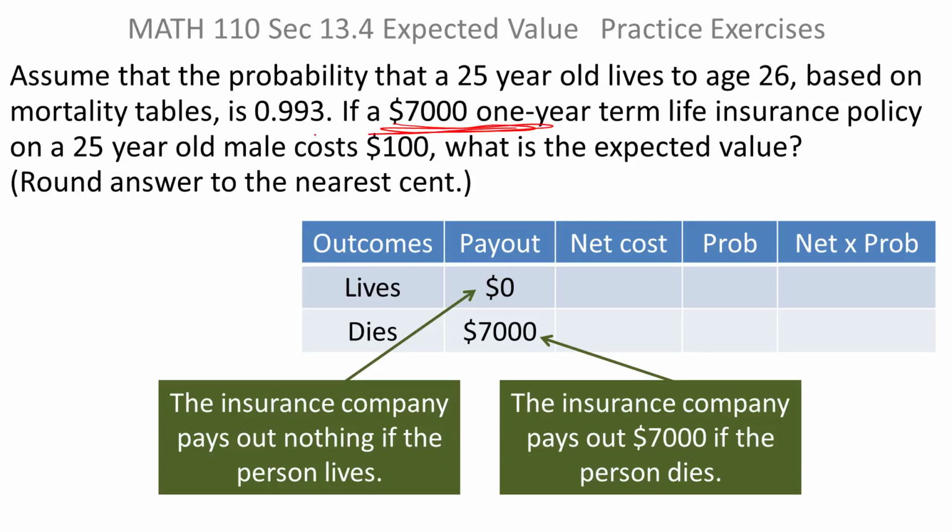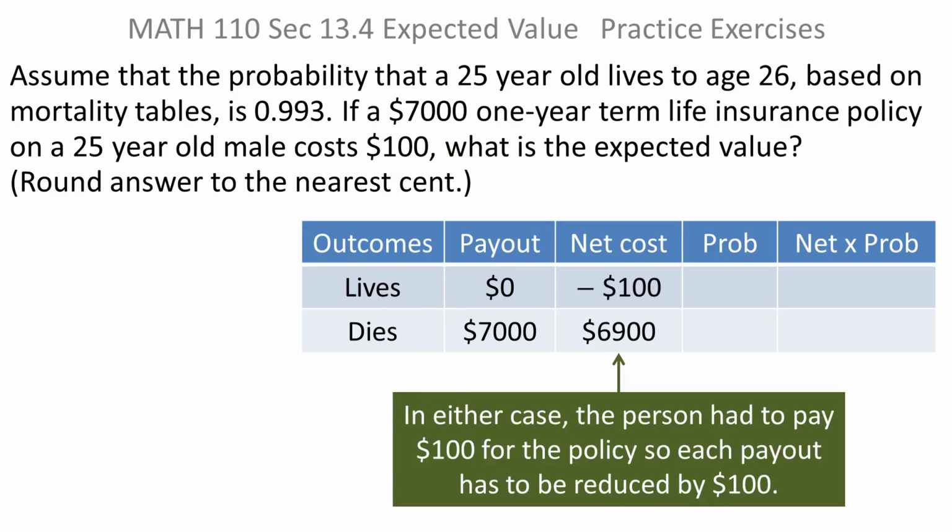Whenever we're doing these calculations based on money, we have to consider it costs $100 to get that policy. So you have to figure out what the net cost is. So if you live, you don't get any money, but you've also paid the insurance company $100. So that's a net loss of $100 from your point of view. If you die, that $100 that it cost you to buy the policy still has to be factored in. So you paid $100 to get $7,000 in coverage, so you netted $6,900. It's just like the problems with buying the raffle ticket. You have to adjust for the cost of the ticket.